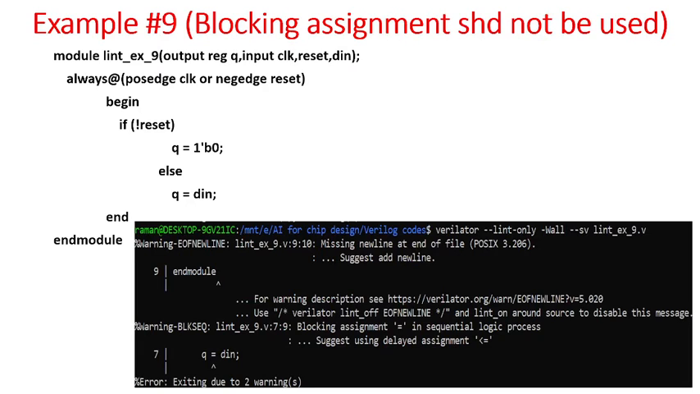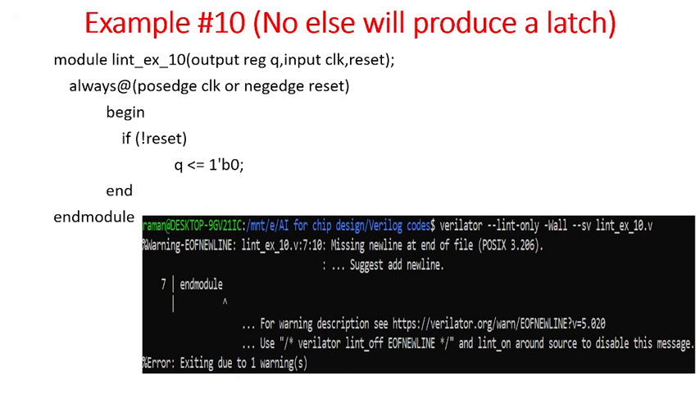So it has reiterated that, and it has also captured the line of that Q equal to D, right? So the Verilator tool is capable of capturing this particular linting error also. Next example: the missing else will produce a latch. Yeah, this shows one particular warning here.